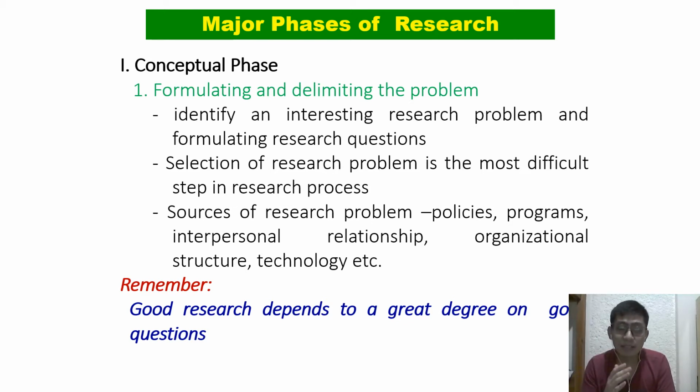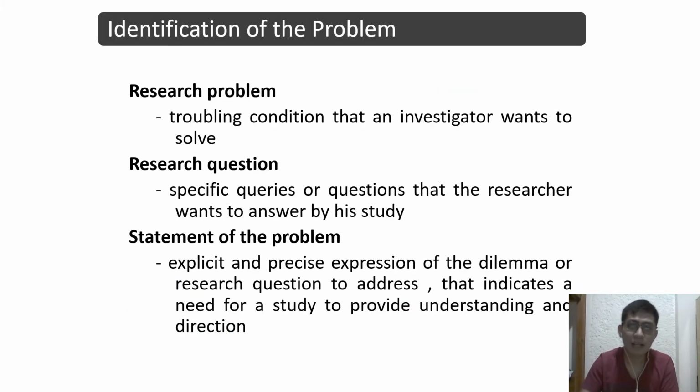So you should have a defined title, a research problem, and a research question. A research problem is a troubling condition that an investigator wants to solve. So for you as a researcher, you should be clear enough about what you want. What are the questions lingering in your mind? What are the questions that are not answered yet? That's the very essence of research: answering the problem or solving a dilemma.